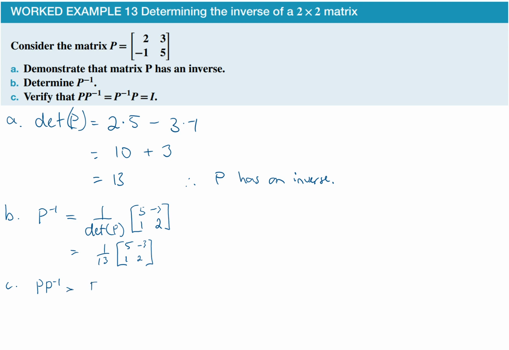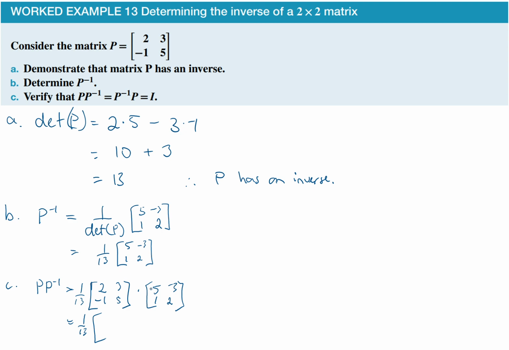So we'll go, P matrix is 2, 3, negative 1, 5. And that is then multiplied by 1 on 13. Now the 1 on 13 is a scalar value. Scalar values can multiply through matrices in any particular order. So I'm actually going to put the 1 on 13 at the front. The matrix multiplication must be in a specific order. And then the other matrix will be 5, negative 3, 1 and 2. Alright, so leaving the 1 on 13 at the front, it's a 2 by 2 matrix multiplied by a 2 by 2 matrix. Therefore, our answer is going to be a 2 by 2 matrix.